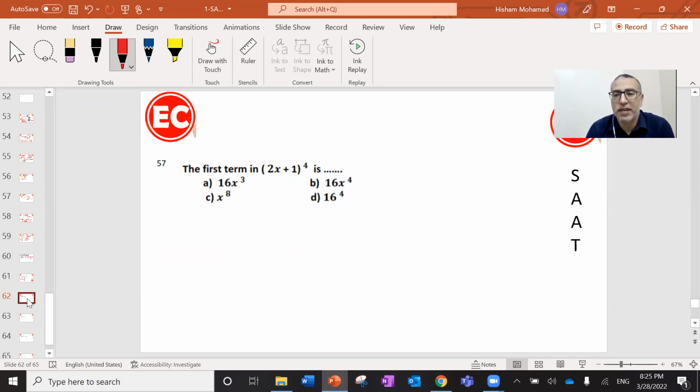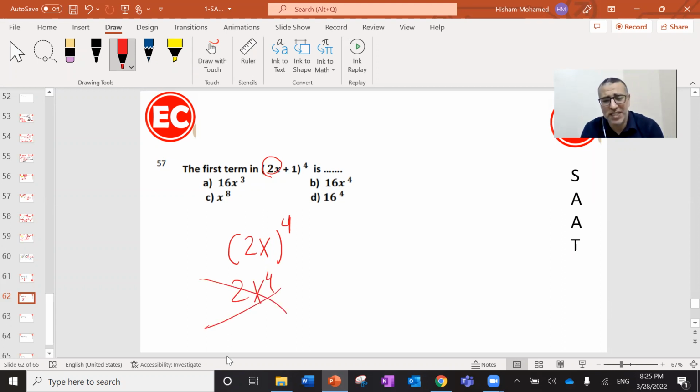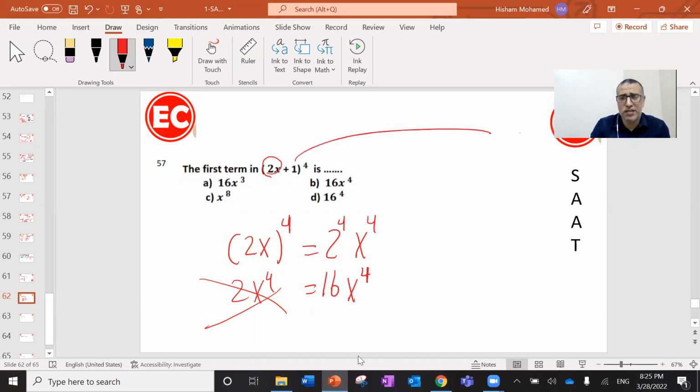Now, the first term in this sequence: 2x all to the power of 4. Notice that I took 2x. And don't make a stupid mistake by writing 2x power 4. This is a common mistake that students lose marks by making. It's not just giving the power to the x. No, it's 2 power 4 and x to the power of 4. And 2 power 4 is equal to 16, and this is x to the power of 4. And don't forget that the last term here is 1. So it's 16x to the power of 4.